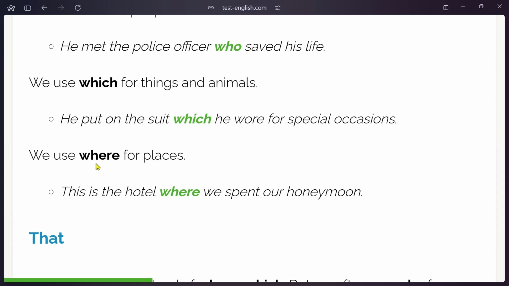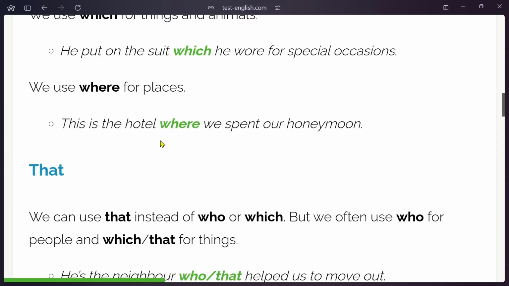We use where for places. This is the hotel where we spent our honeymoon. You know honeymoon, right? After the wedding, usually there is a period of time in which the husband and the wife spend time together. Maybe they travel somewhere, something like that. So that's called a honeymoon.